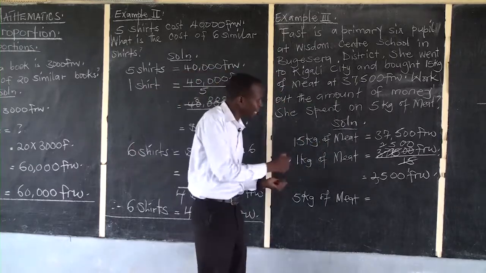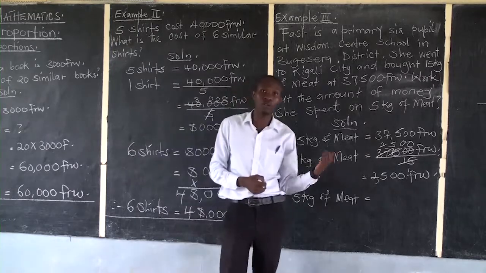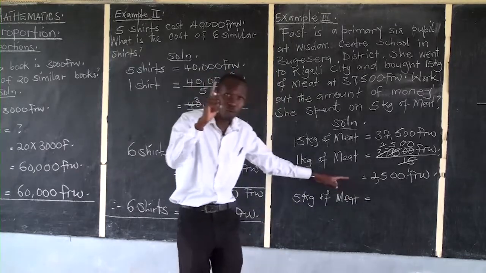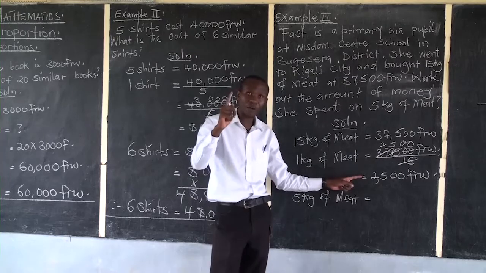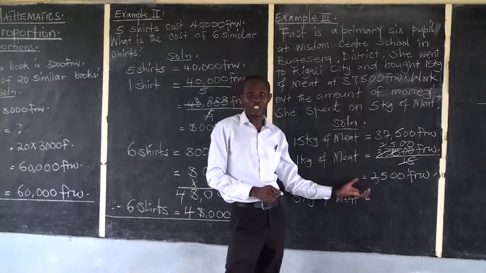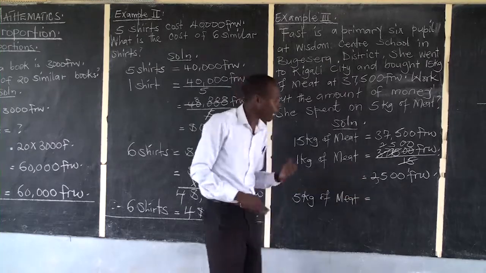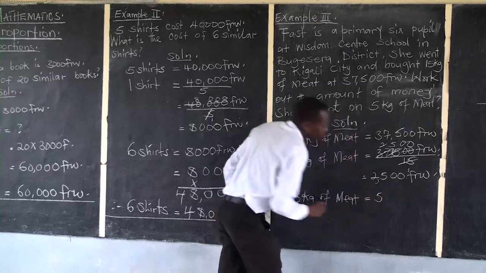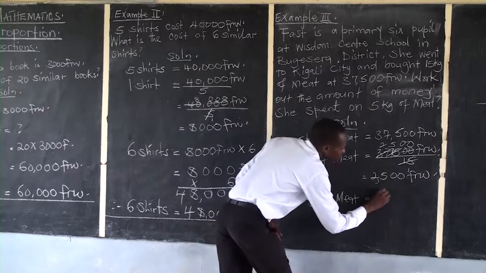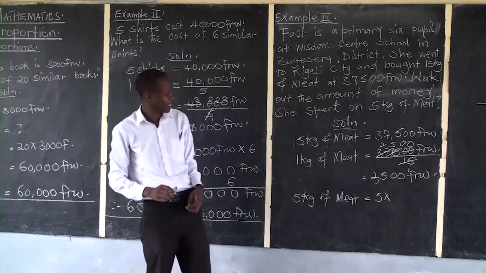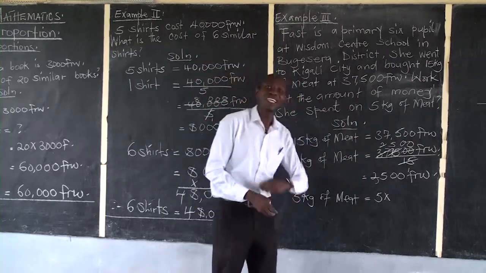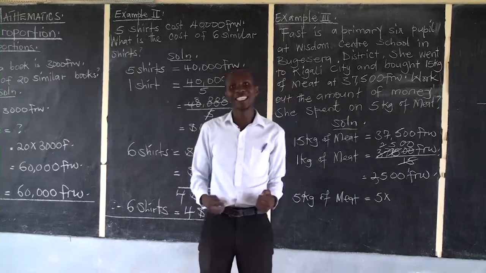So, for us to find out the amount that she spent on 5 kilograms of meat, we shall get the number of kilograms times the amount that she spent on 1 kilogram. So I'll say 5 kilograms of meat, that is the amount they want us to find, times the amount for only 1 kilogram. How much did she spend on 1 kilogram? It is 2,500.